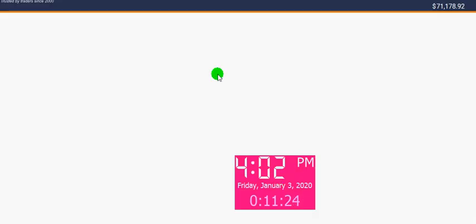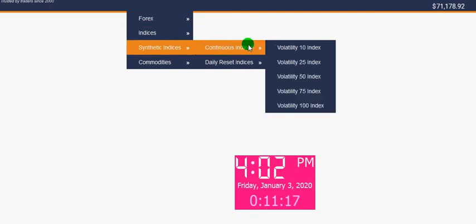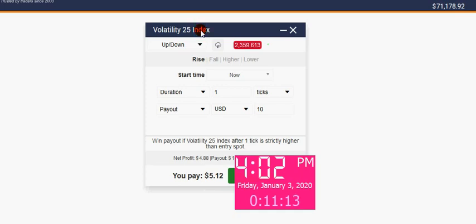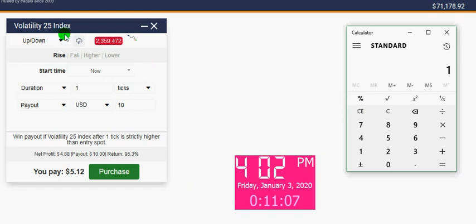So I've logged into the trading platform. Make sure you are using the webtrader. After signing up for a trading account, just use the webtrader. So here we're going to be trading the volatility 25 index. I'll be trading the digits over and digits under simultaneously. We will trade 6 times.